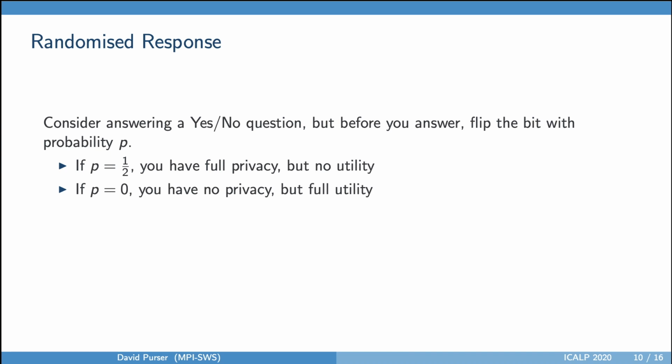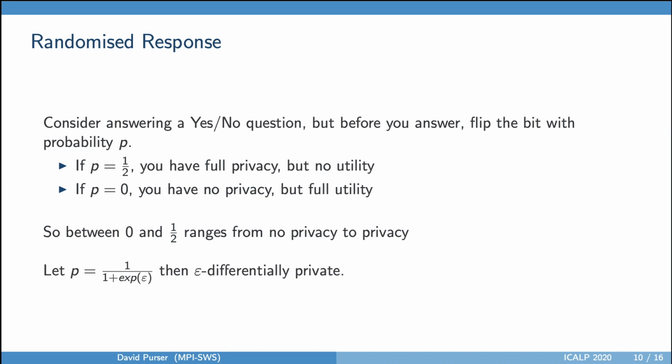In the other extreme, suppose it tells you always to tell the truth and never to lie. This gives no privacy, but the answer has full utility. For a range in between this gives a range of privacies. For example, if you tell the truth with probability 3/4 and lie with probability 1/4, the person receiving the answer has some confidence in the answer, but you have plausible deniability that actually your answer was a lie. Setting p equal to 1 over 1 plus e to the epsilon gives an epsilon differentially private mechanism.